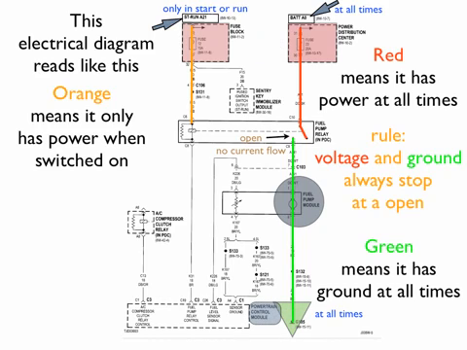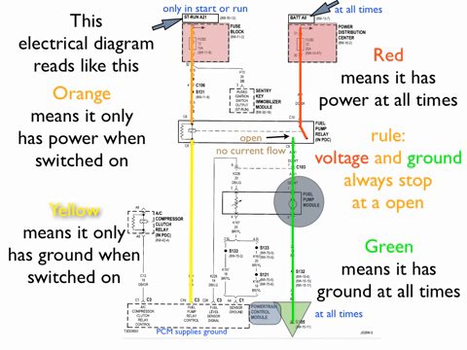Now look down here at the bottom. You see this dotted square. This is the PCM. If that happened to be a solid square instead of dotted, that would mean it is all-inclusive. Everything is in there. But the fact that it's dotted means that there's actually more in this PCM than we're looking at. It is only displaying what we're concerned about in this diagram. Now, we look down here, we see that the PCM supplies ground for the fuel pump relay control. So we're going to color this yellow. Now, yellow means it only has ground when it's switched on.